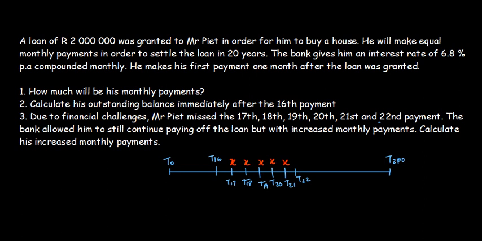So we know that he also missed the 22nd payment, but we have T23 here. So 17, 18, 19, 20, 21, 22. And then he's going to start making his payments here again, until the last day. So we want to know what the new monthly payments are when he decides, no, I'm going to start finishing off the loan again. We want to know what the new monthly payments are there.